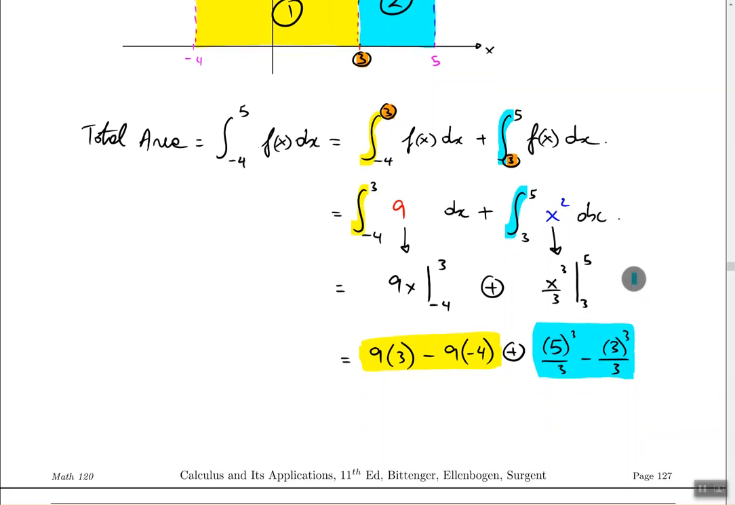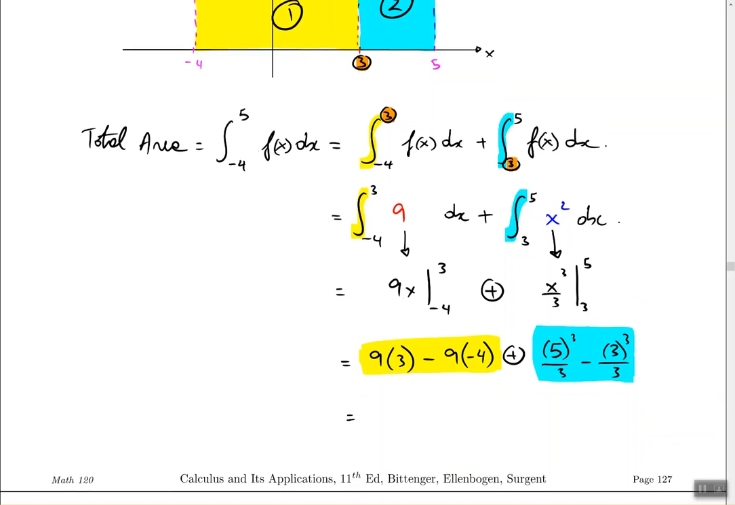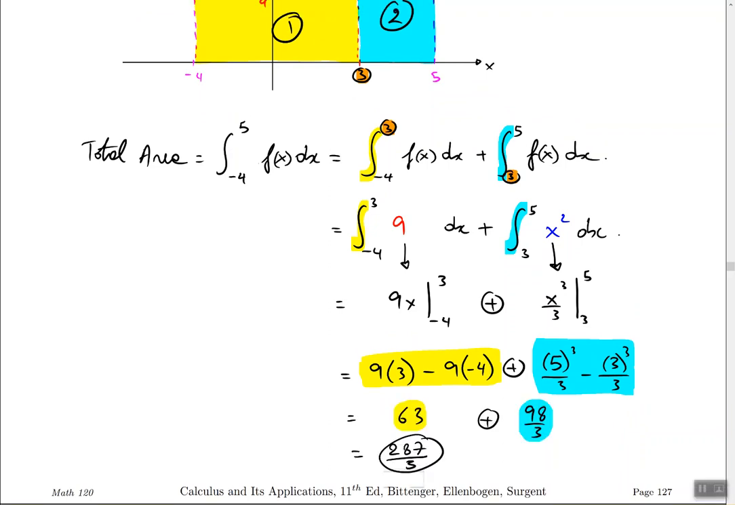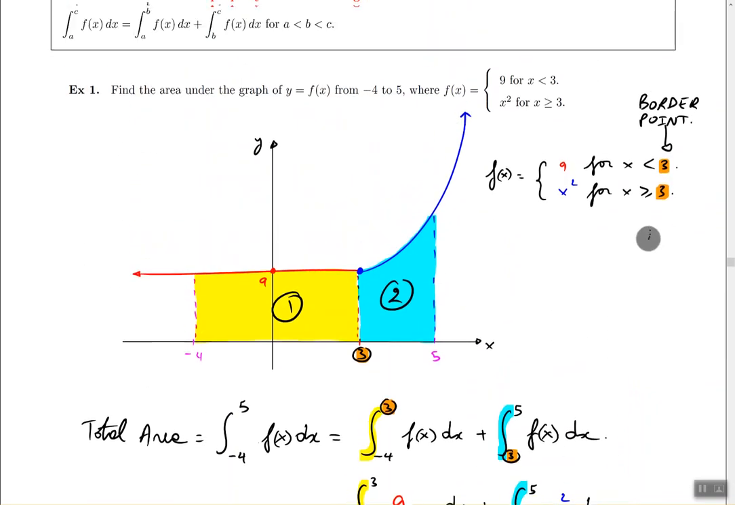And at this point, I am ready to put everything into the calculator and just get the solution, the fraction or whatever. The answer turns out to be 287 over 3. I'm pretty sure you're wondering if there's a way to do this with a calculator. And the answer is yes, there's a way to do this whole thing with a calculator.